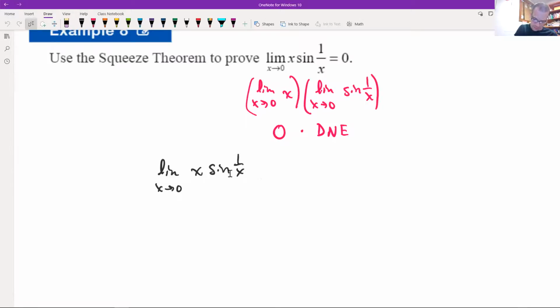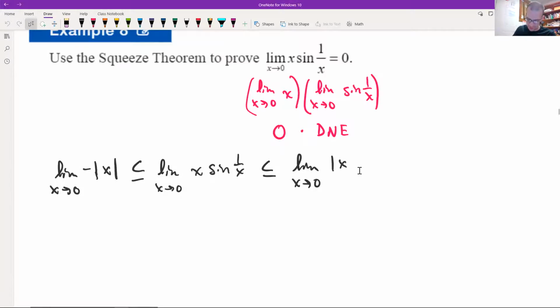Well, actually, I'm going to flip-flop that so that we're nicely reading it from left to right. The limit as x goes to 0 of the absolute value of x, and the limit as x goes to 0 of the, hold up, sorry. On the left-hand side, the less than, we want negative absolute value of x. And on the top side, we want just regular absolute value of x.